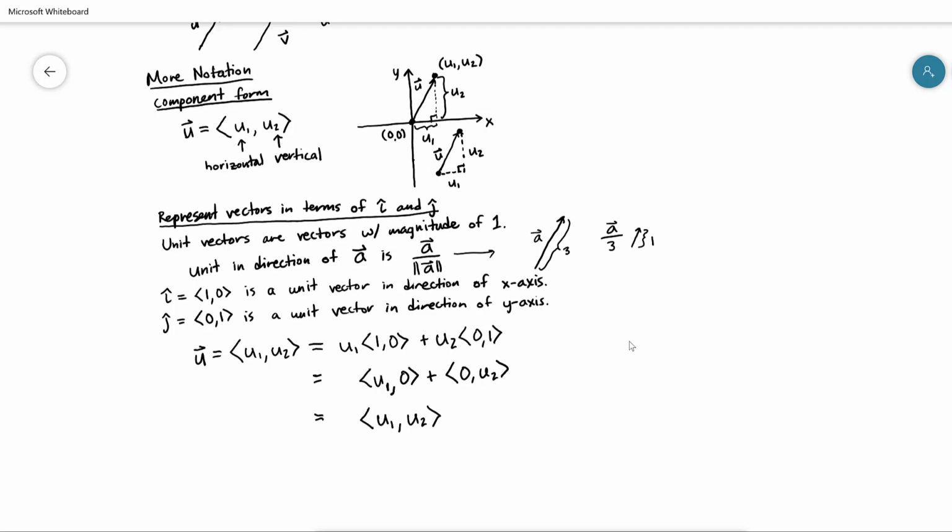So maybe we're putting the cart before the horse here, but I wanted to introduce all the notation first. But notice this line up here is just u1 times this vector 1, 0. Well, that was how we were writing i hat. So this is u1 i hat plus u2 times this other vector, which is the same as j hat. So plus u2 j hat. So you may see this notation as well.